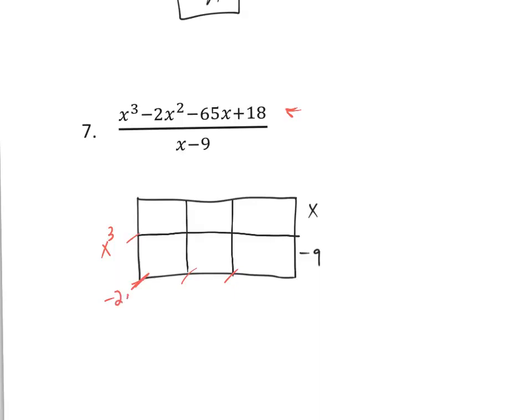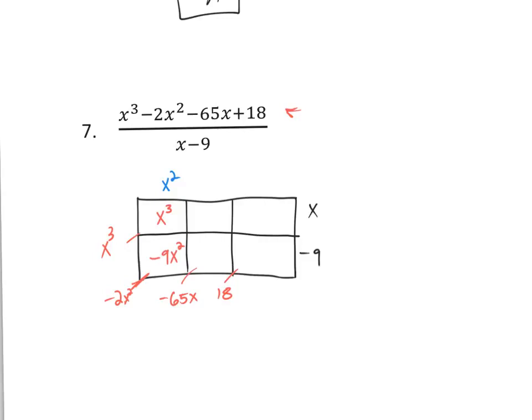So it's a negative 2x squared. Make sure that we get that negative in there, 65x. And then 18. I almost always start with this upper right-hand corner, x to the power of 3 up there. So something times x gives me x to the power of 3. That's got to be an x squared. And then I can fill down, x squared times negative 9 is negative 9x squared.